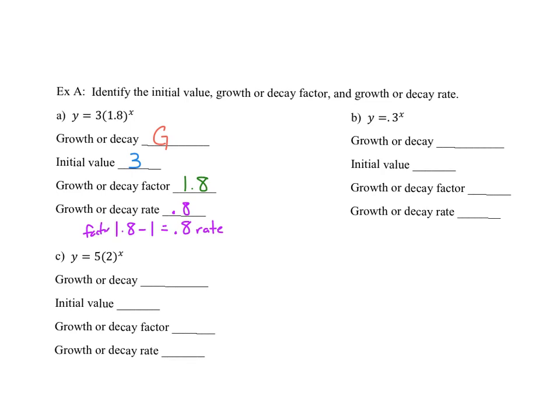Let's look over here at this one. You guys determine, is it growth or decay? It's decay. Then what's our initial value? Do we have anything in front of what's being raised to the x? Well, not really, right? There's nothing being multiplied to that 0.3 to the x, but there's still something there, right? We always have invisible ones. So the initial value is 1. All right, the decay factor is what is in the equation, and that would be 0.3.